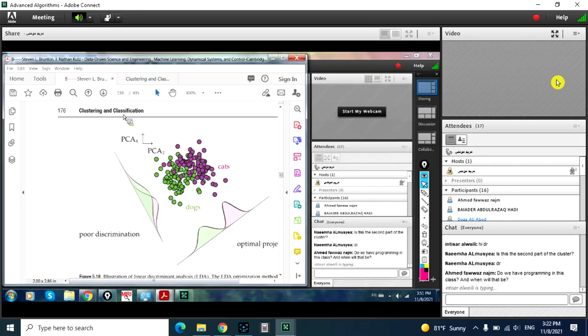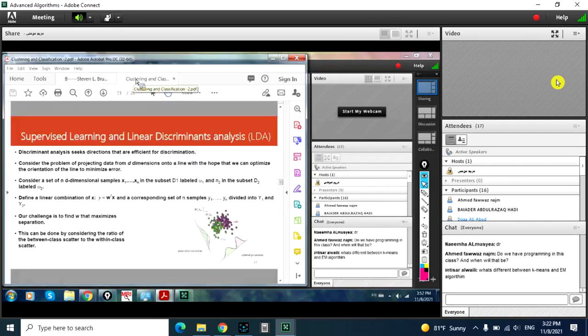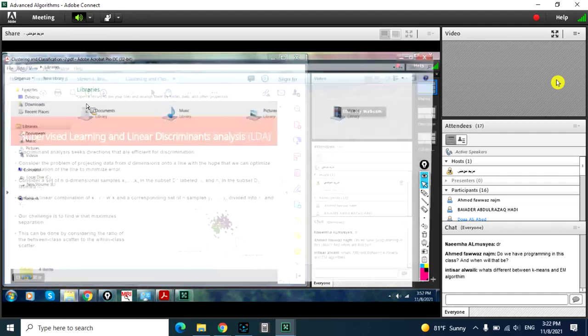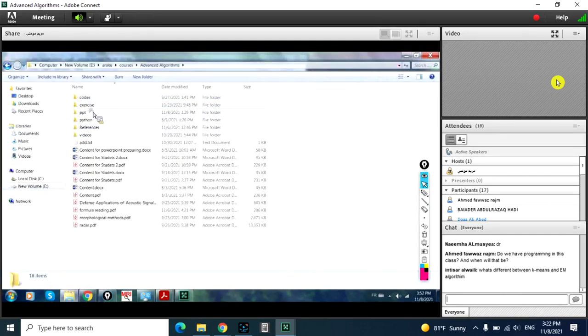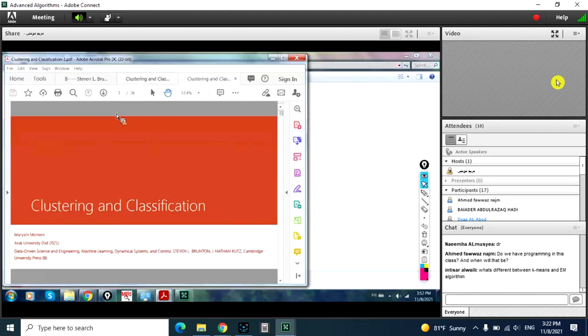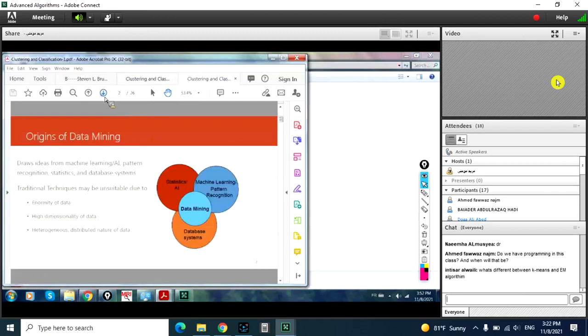Alright, typing. Okay, you continue. What is the difference between k-means and EM algorithms? They are completely different. Let me open the comments.